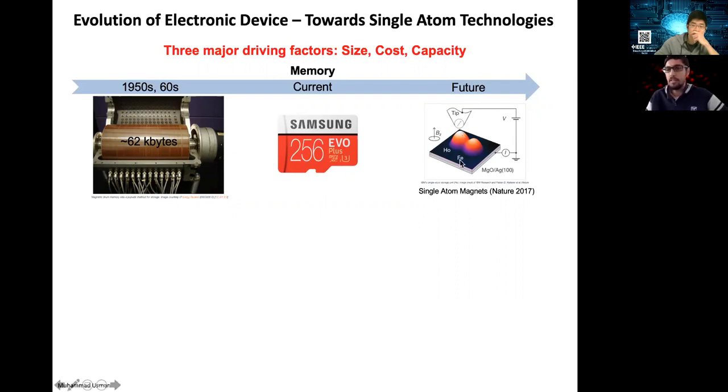And even in the future, we are expecting that memories will be stored in single atoms. They are even becoming smaller and smaller. You will have single atom where you will store your information. So you can see that the evolution has been driven by size, cost, and capacity.